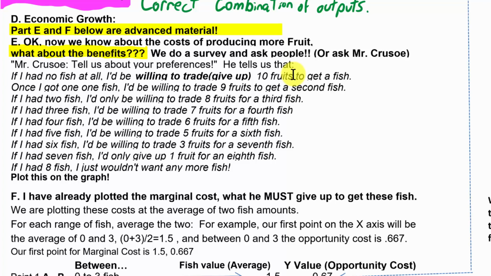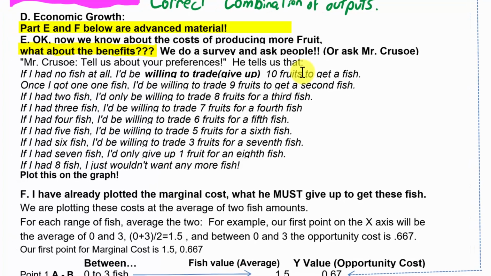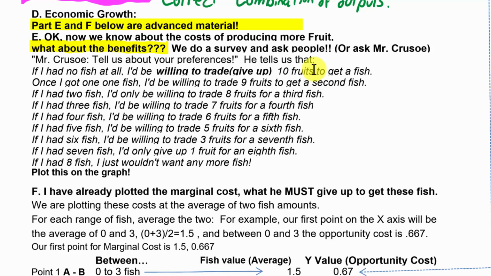The way to ask people about benefits is to ask them about how much they value things in terms of some other thing. The easiest way is to ask people about how much they value something in money terms, but today, since we're talking about fruit and fish, we're going to ask Robinson Crusoe how much he values each fish. So Robinson tells us something like, if I had no fish at all, I'd be willing to trade or give up 10 fruit to get a fish. But if I had one fish, I'd only be willing to trade 9 fruits to get a second fish.